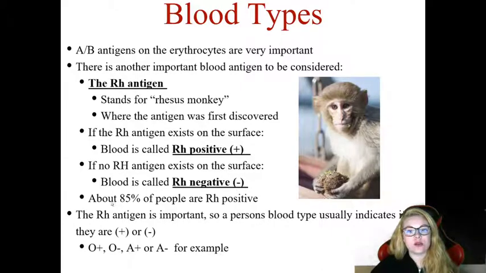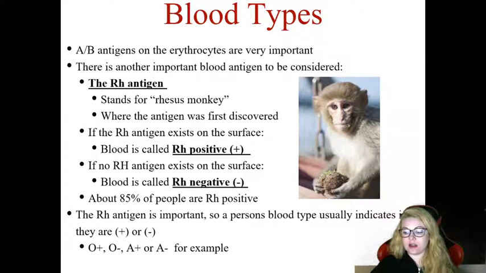And so about 85% of the human population is Rh positive. So the vast majority of us are O, A, B, or AB positive. So having a negative blood type would be considered fairly rare. And the Rh antigen is super important. It's as important as a person's blood type in terms of A, B, and O, and AB. So it is important to know whether someone is positive or negative.